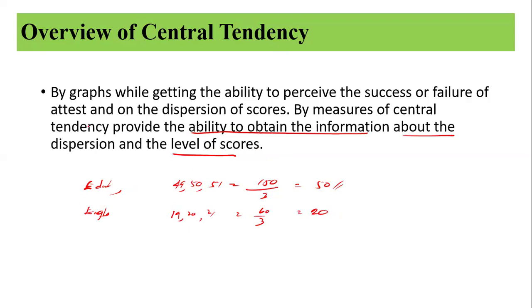Ability to obtain information about the dispersion, level of score. Now, we can get the idea. As an example, when you give attention to educational measurement, the students are clever because they earn 50 marks, like average mark 50. But when you give attention to the subject English, they earn 20. That means their mark is low. On the other hand, we can say they are weak or poor in English.